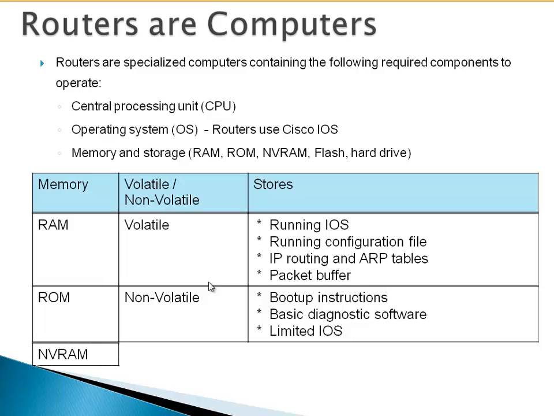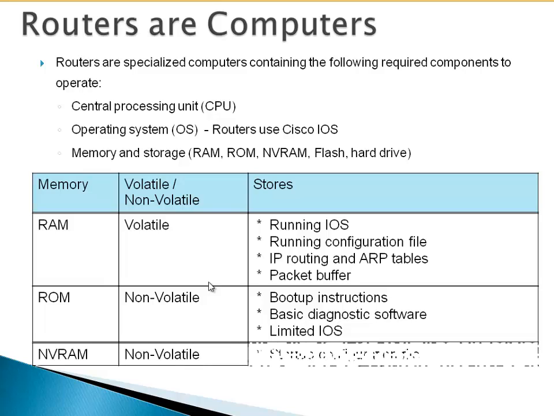The third memory type we have is NVRAM, non-volatile random access memory. Non-volatile, from the name, says that it doesn't need power to retain the information. In NVRAM, we store a startup configuration file. So any changes that we make, we have to make sure that we save them. And when they're saved, it's called the startup configuration file. So next time we reload or reboot the router, the configuration that we had is stored in the startup configuration file, and it will be loaded in RAM, where it's called the running configuration file.